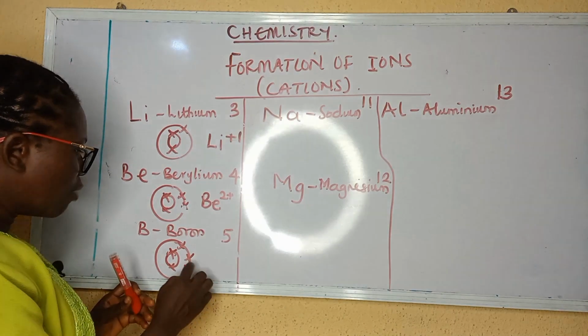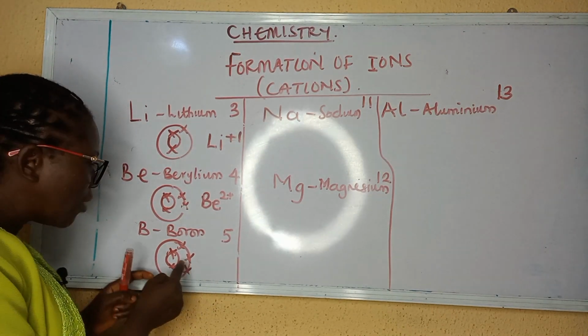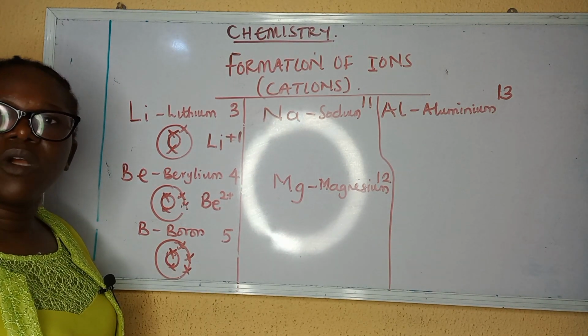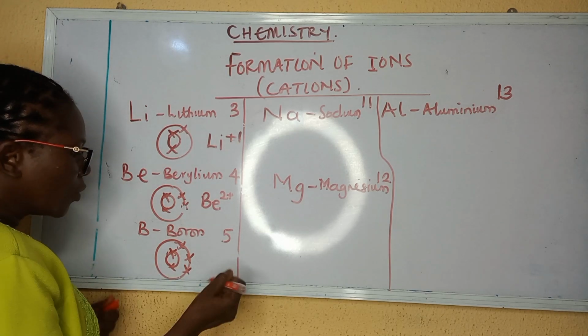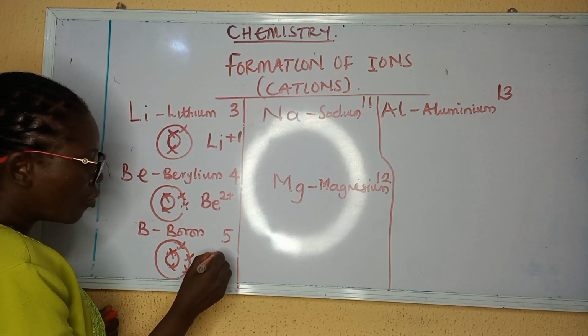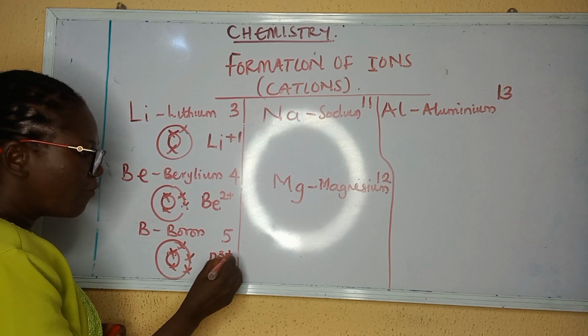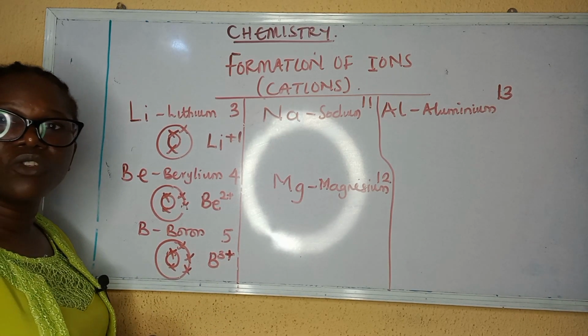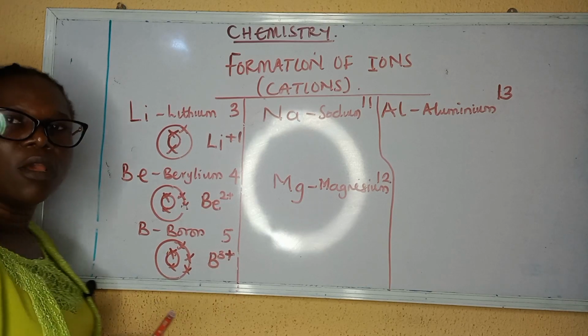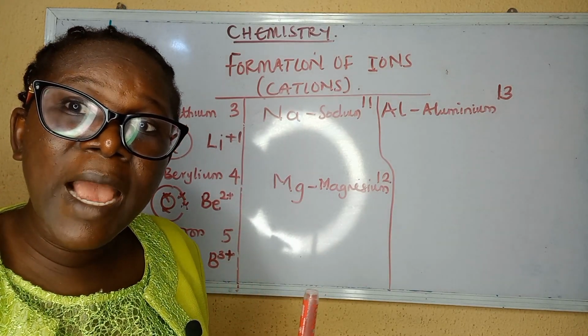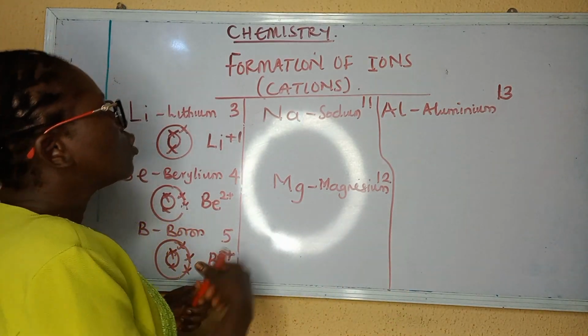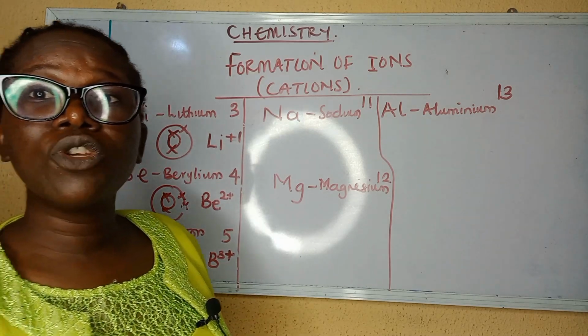Now, in this case, boron will end up losing 3 because it cannot gain 5 more. It's difficult gaining 5, but easier giving out 3. So it becomes boron with an oxidation number of +3. Don't forget the valence electrons are also 3. The oxidation number is +3. But for the valency, you just remove the sign. That is the valency.